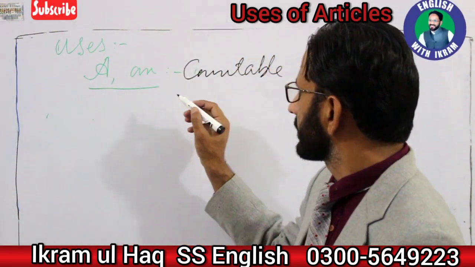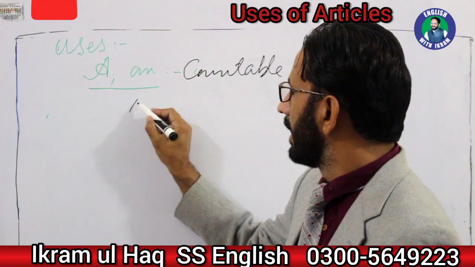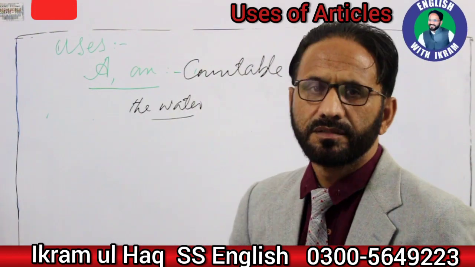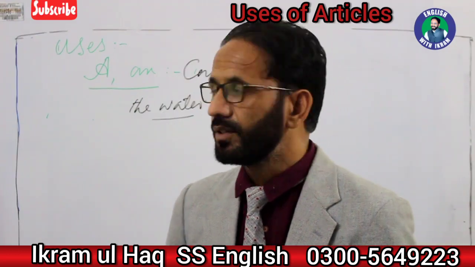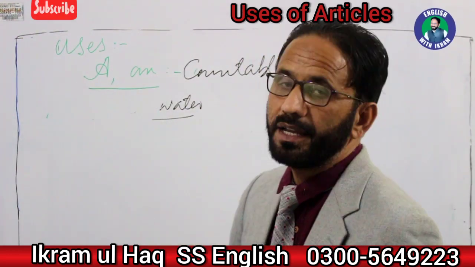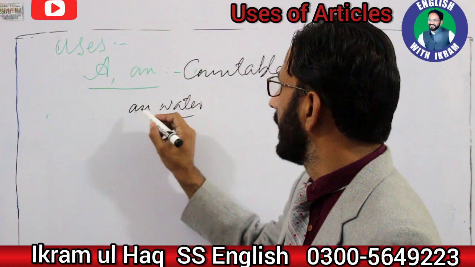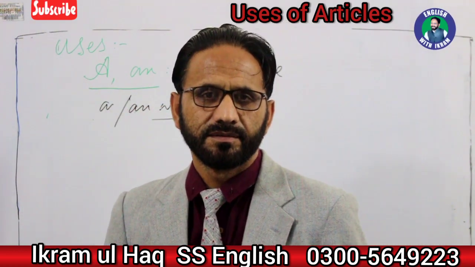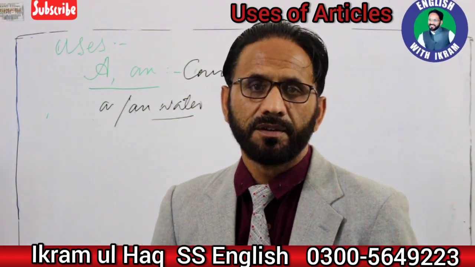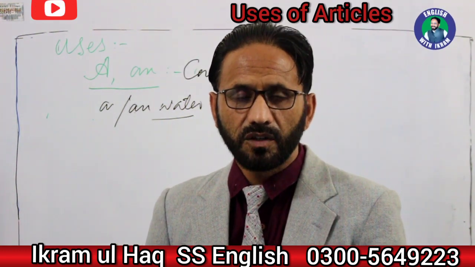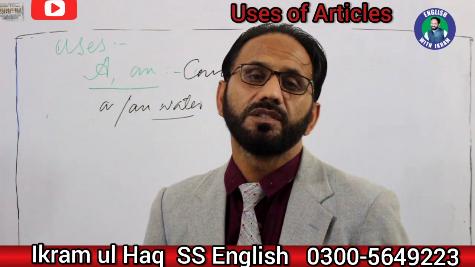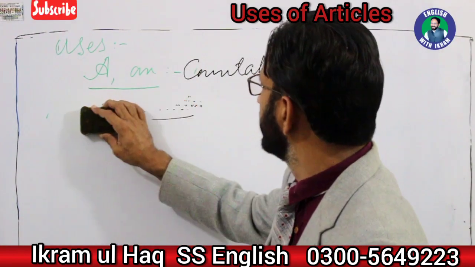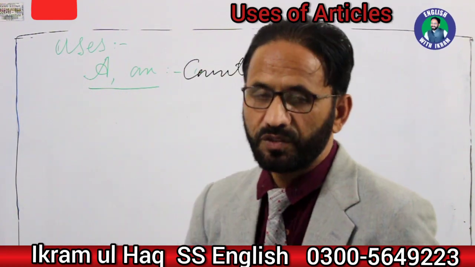For example, you can't say that I have drunk a water, an oil. With uncountable nouns, we never use the article a or an. This is the first thing that you have to keep in your mind.